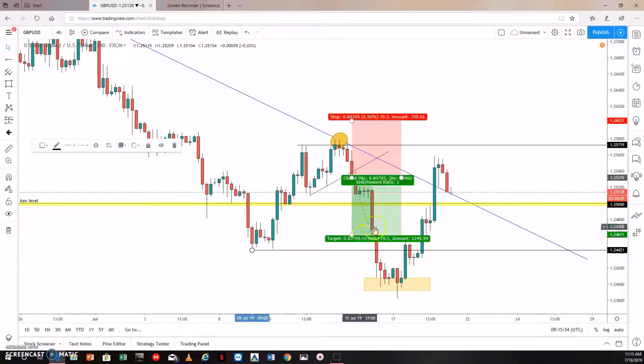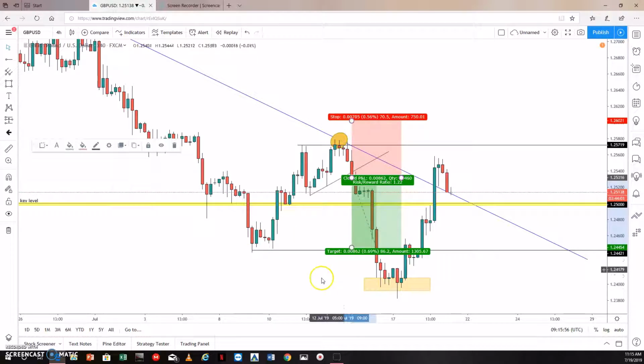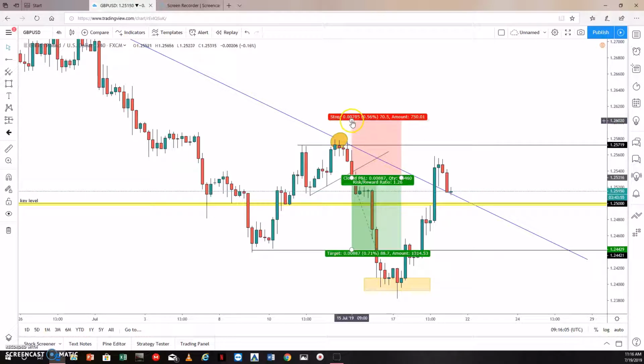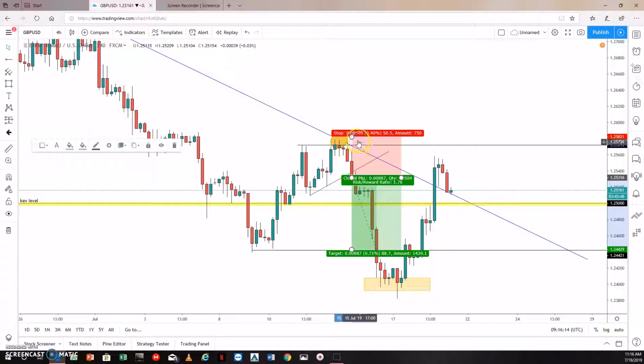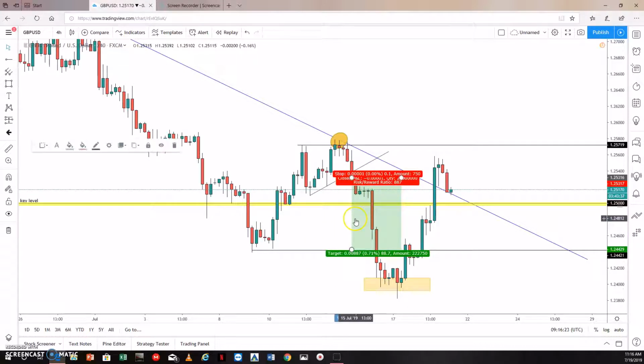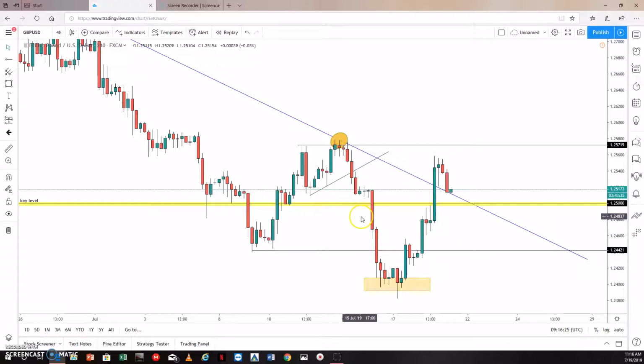My target was based off of this previous area of support here. So all in all, it was just over 87 pips in target. My stop loss was a really tight one, because I aimed for about 10 pips above that high there, and once price started moving into profit, I quickly moved my stops to break even and let my trade run. So that was the short trade on GBPUSD.